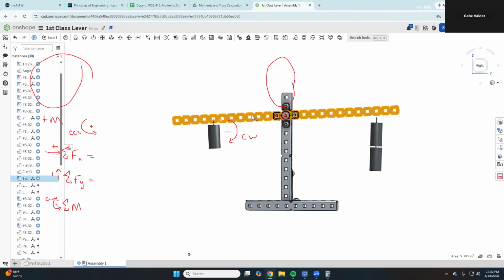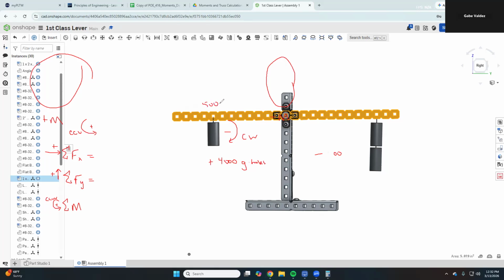So going back to that example over here, and again, I'm going to use the fake belief units here of gram holes, this 500 gram mass, 8 units away. So this will be positive 4,000. Again, this fake belief unit of gram holes. And then over here will be negative 4,000. Because it's 500 grams and we're 8 holes away. So that's 4,000 gram holes.